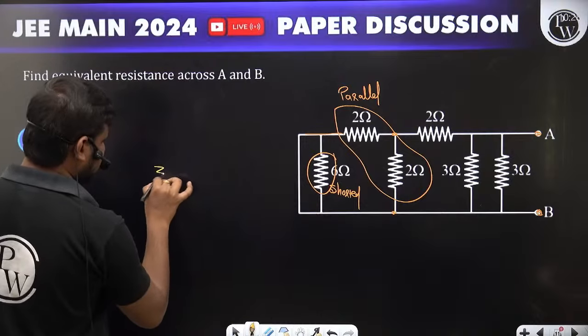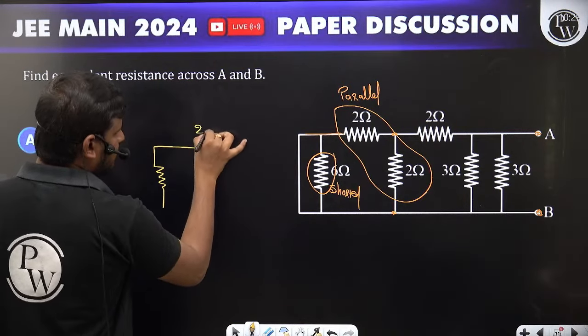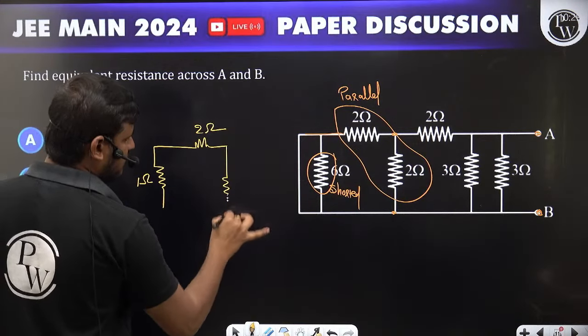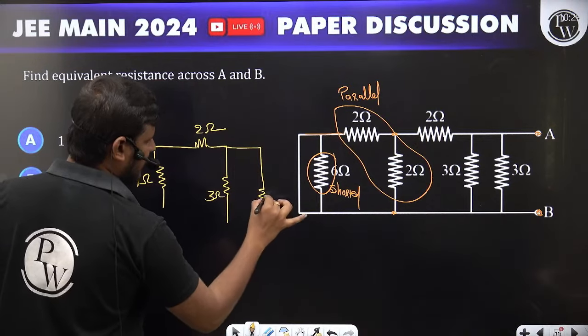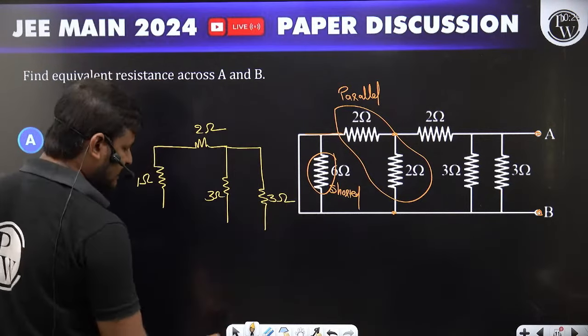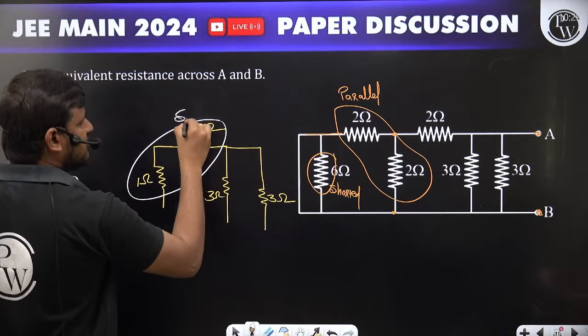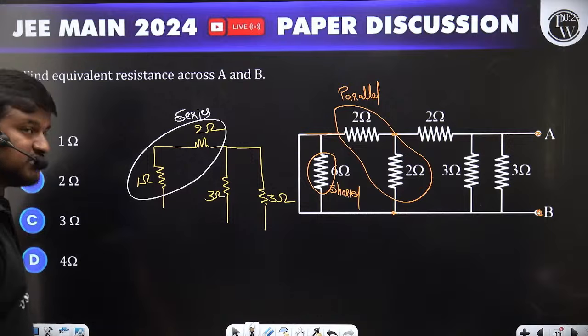Now you can see this is 1 ohm and this is 2 ohm. And here we have a 3 ohm resistor, and another 3 ohm. Again you can observe that these two resistors will be in series combination.